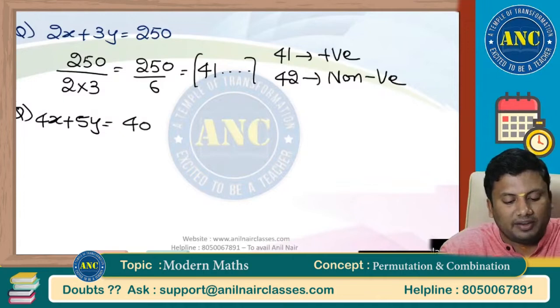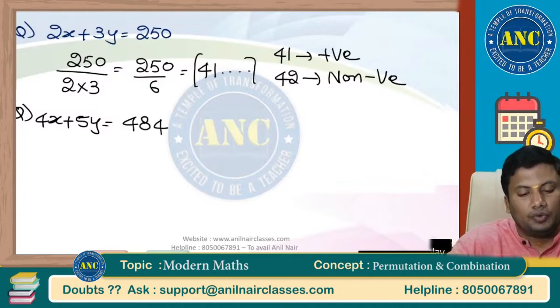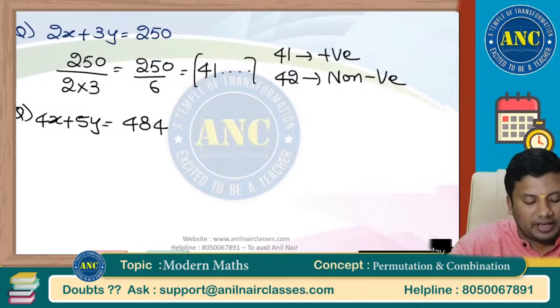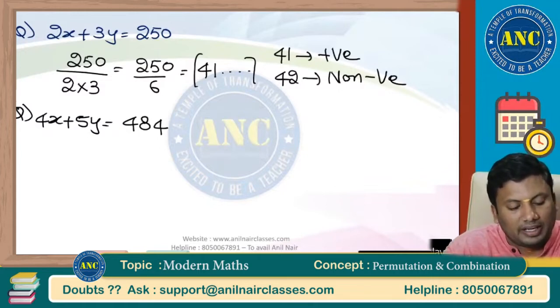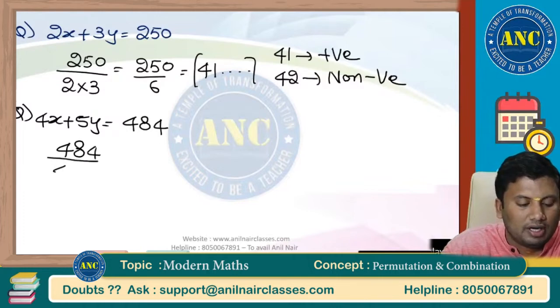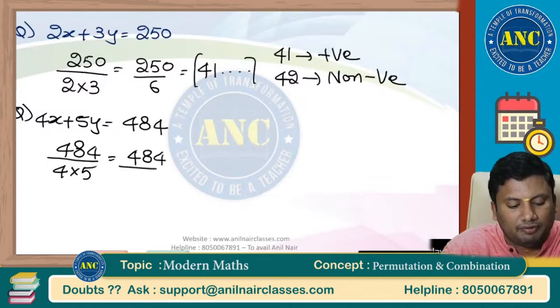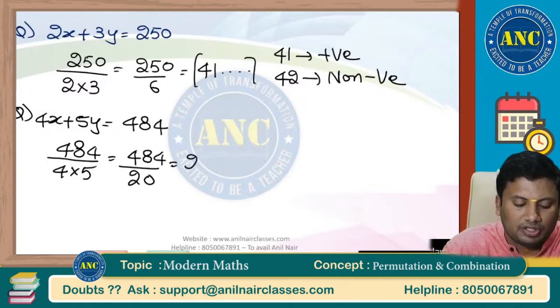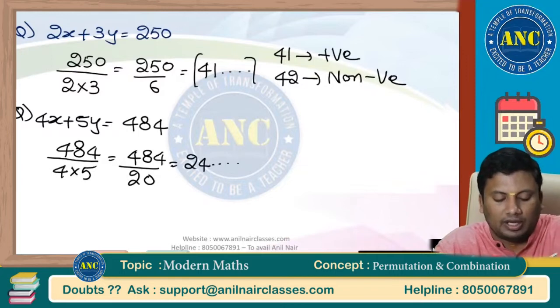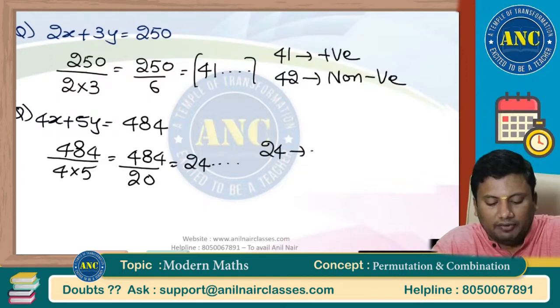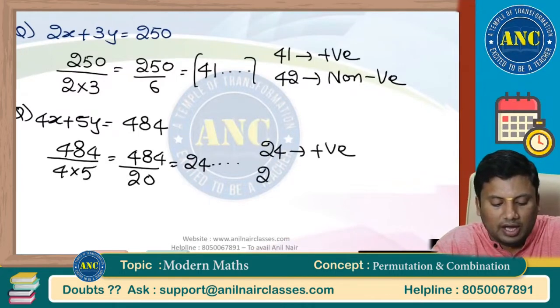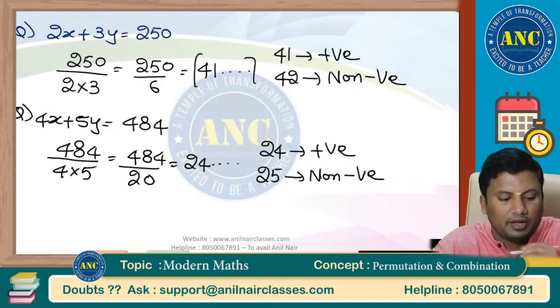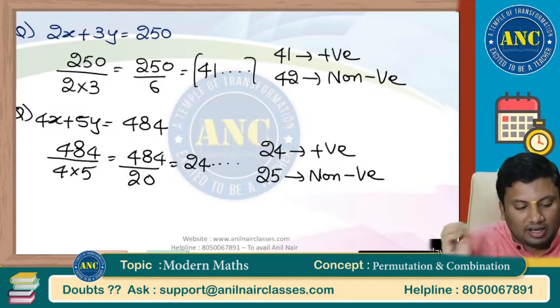4x plus 5y equals 484. 4 is a factor of 484. So 484 divided by 4 into 5, which is nothing but 484 divided by 20, which is 24 point something. Ignore the decimal. 24 is nothing but positive. Add 1 to it, 25 is nothing but non-negative.